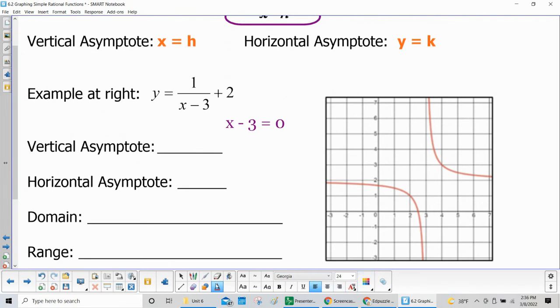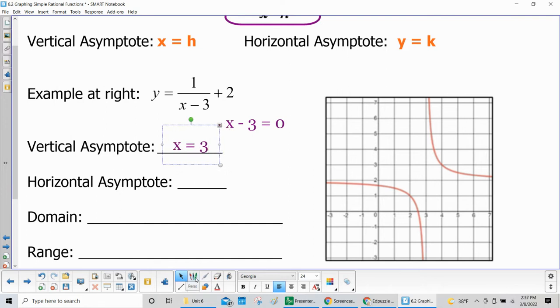I want this... there we go, x equals 3. It's because I was clicking on the line. So there would be my vertical asymptote.